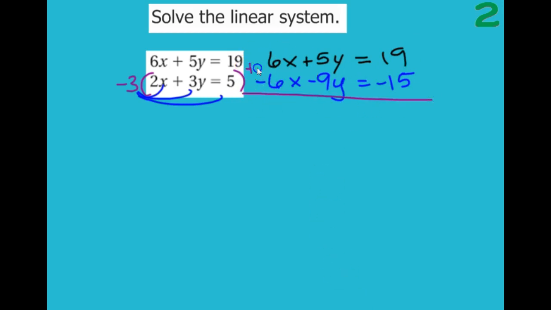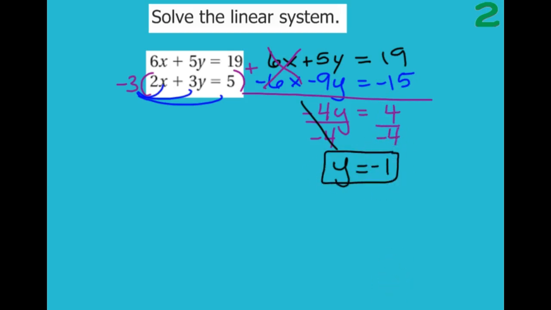Now we can add them up. Here we have 6 and negative 6. Those eliminate. 6 minus 6 is 0. There's nothing left. 5 minus 9, there's more negatives. 9 minus 5 is 4, so 4y. And then 19 minus 15 leaves us with 4. So we're going to divide by negative 4, divide by negative 4. So those eliminate, and we have y equals, and 4 divided by 4 is 1, but there's more negatives, so it's a negative 1. Y is negative 1.